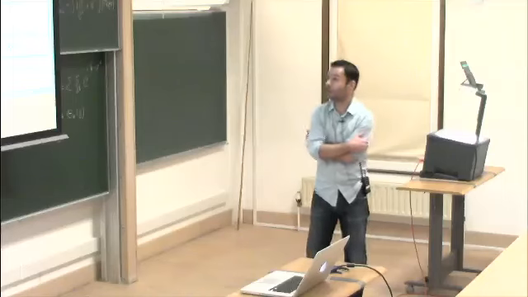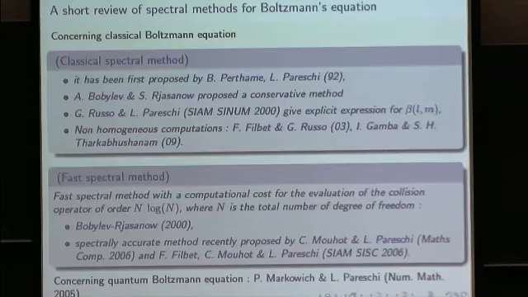So actually the approximation of the Boltzmann equation by spectral method is a long story. They started in the 90s by Pareschi and Perthame, and also Bobylev and Rjasanow. They modified a little bit this numerical method in order to get some conservation properties as there are at the continuous level. Then Giovanni Russo and Lorenzo Pareschi gave an explicit expression for the coefficient beta Lm.